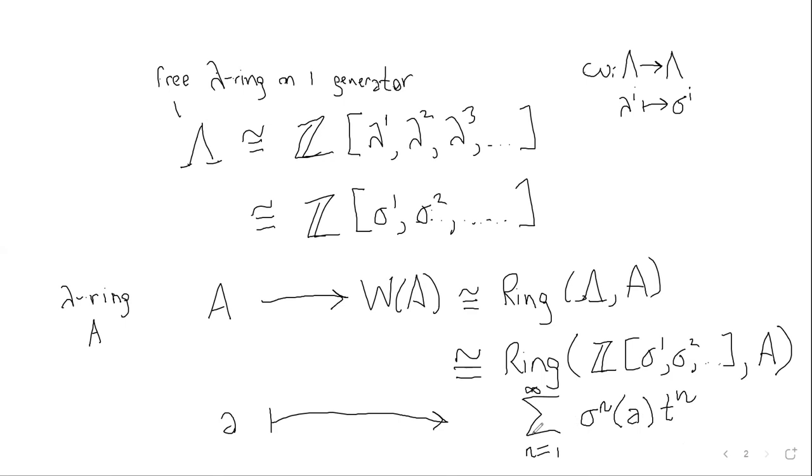So in other words, what I'm saying is that you can know the lambda ring structure of A if you know what all the sigma operations do to any element of A. And here they're all being kept track of in this format. So this is my explanation of what Ramachandran is doing when he's trying to write his motivic zeta function in terms of the big Witt ring.